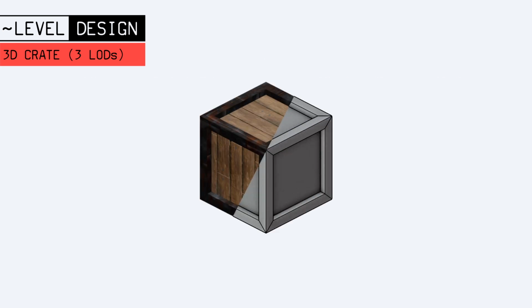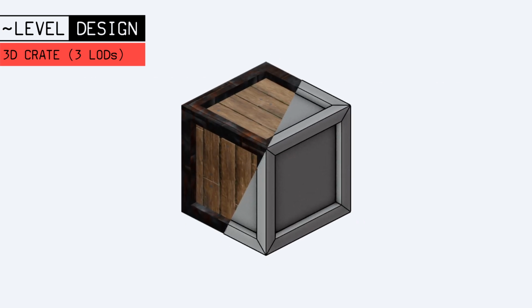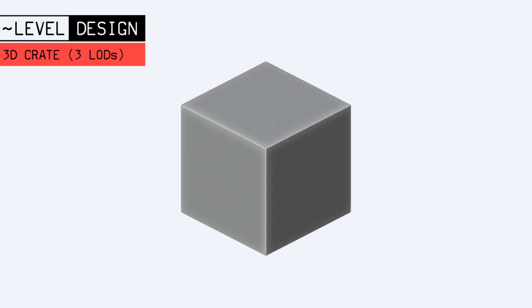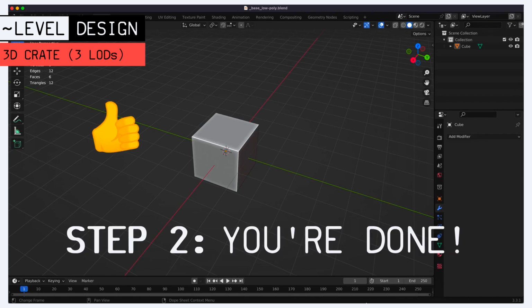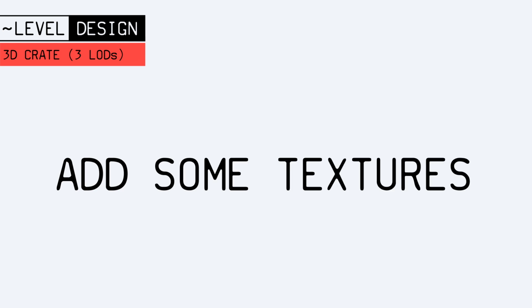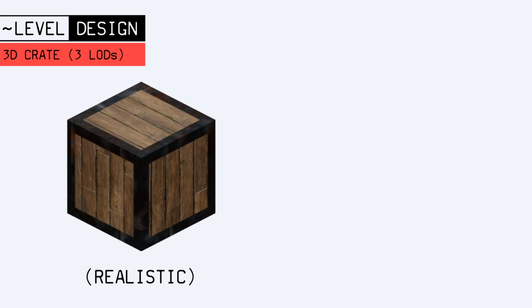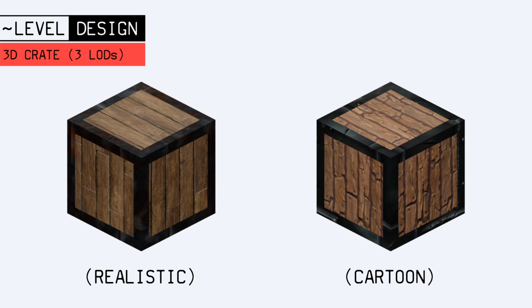So in our case, for this little crate, we could technically have a very low level of detail by just using this startup cube actually. We would just need to add some textures, either in a realistic style or a more cartoony one, and we'd get a super low-res model that still looks pretty good when in the distance.